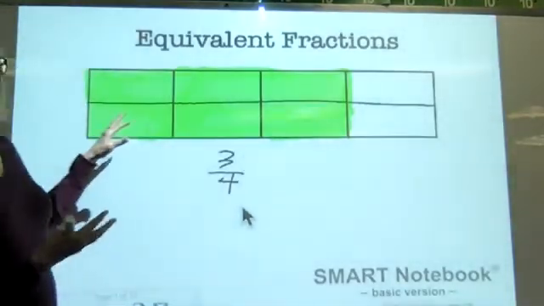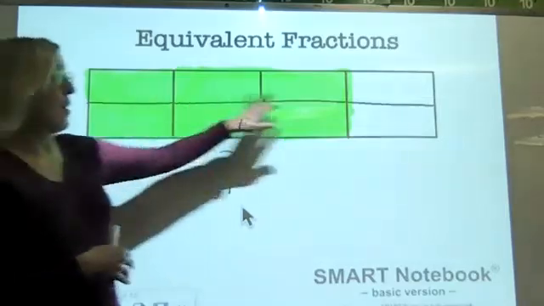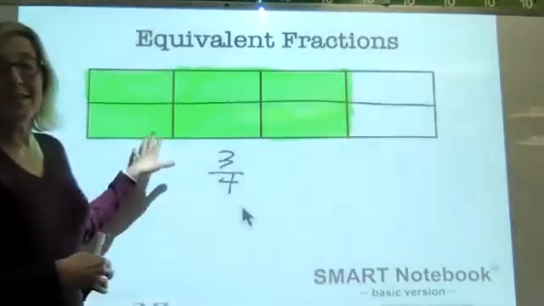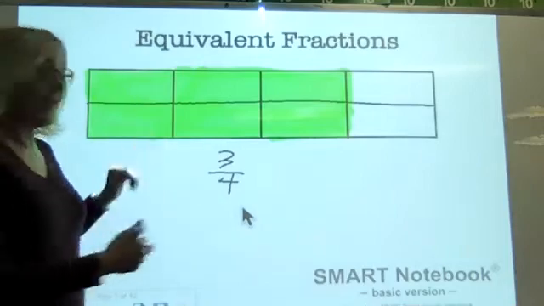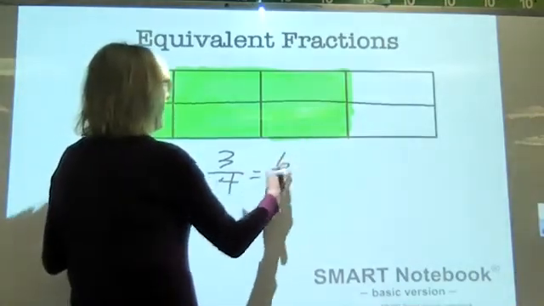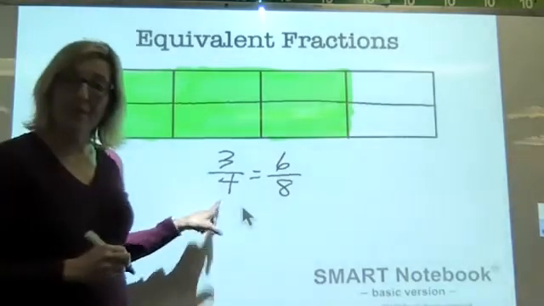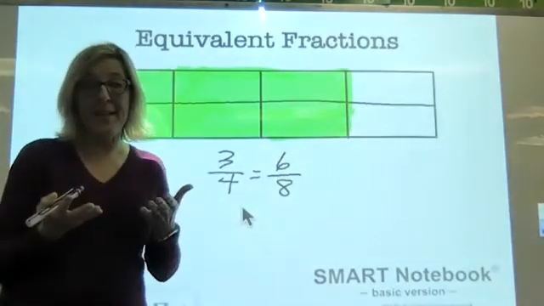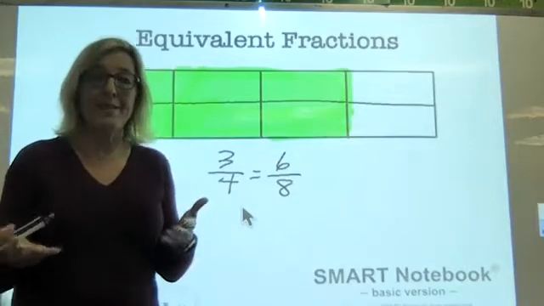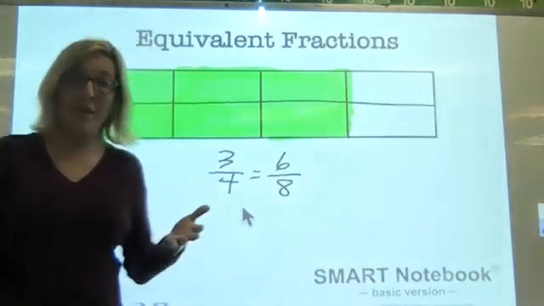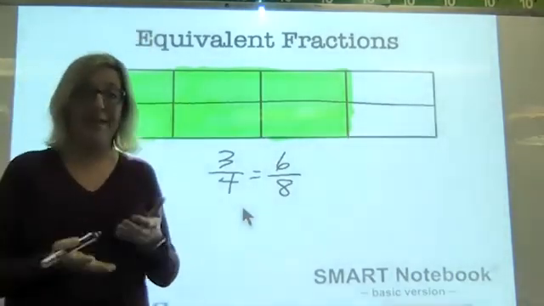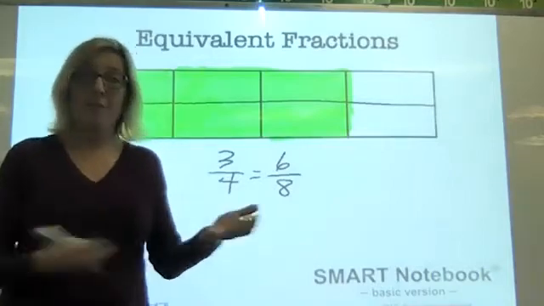Well, now you can see that the number of equal parts are 8. 6 of them are highlighted green, so we would call that 6/8. Now 6/8 is equivalent to 3/4 because it really represents the same amount, just 2 different ways, 2 different names for it. Okay, and we can do that in fractions. We can name the same amount in more than one way.